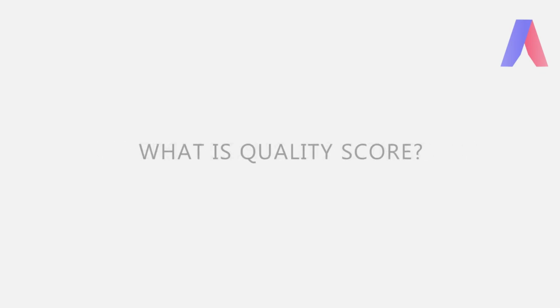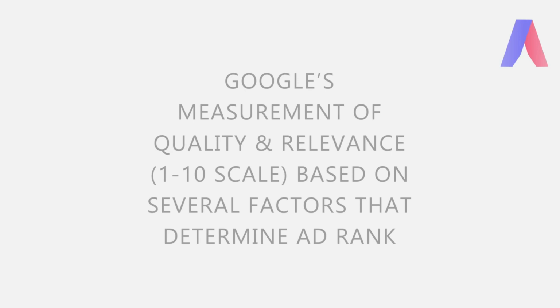Let's take a few minutes and talk about understanding quality score. Now, first of all, what is quality score? Well, quality score simply is Google's measurement of quality and relevance. And you're going to hear that word relevance a lot. They do this on a 1 to 10 scale based on several factors that determine your ad rank.